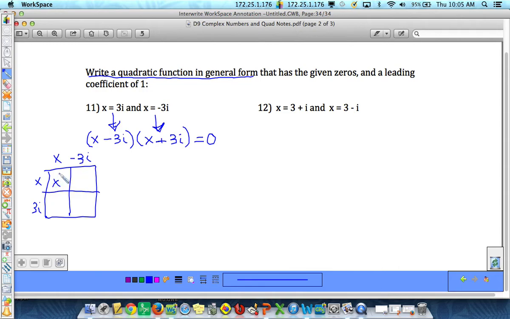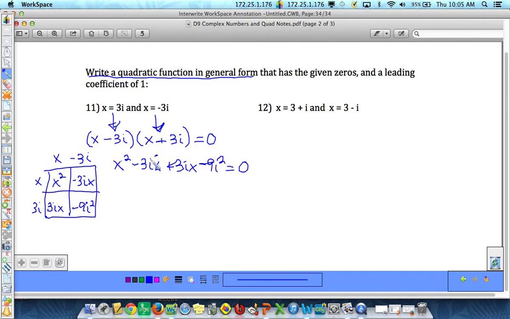So we get x squared in the first box. X times negative 3i is negative 3ix. And this will become positive 3ix. And the last one will be negative 9i squared. If you write out these boxes, you have x squared minus 3ix plus 3ix minus 9i squared equals 0.